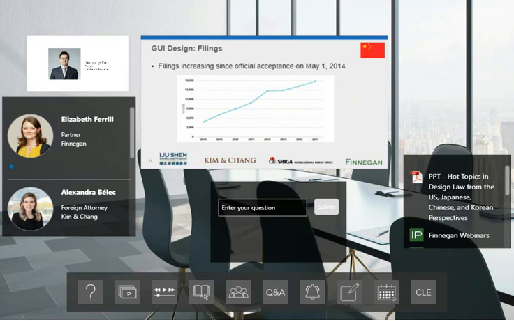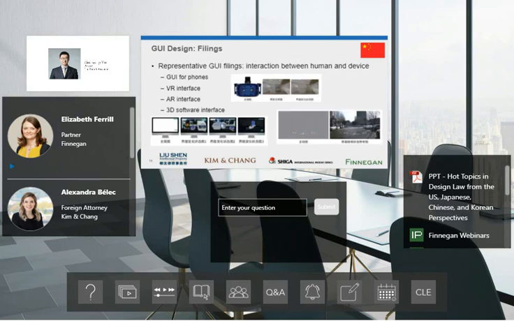It is really increasing after it was officially accepted on May the 1st, 2014, so the amount is increasing. So some typical GUI designs: we can see some GUI for phones, also VR interface and AR interface and 3D software interface. So these are the mainstream GUI filings in China.